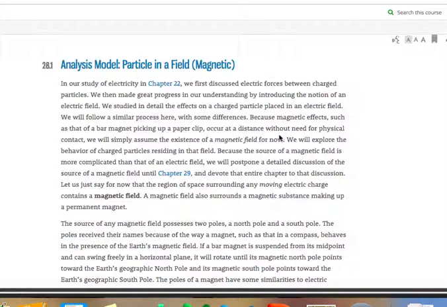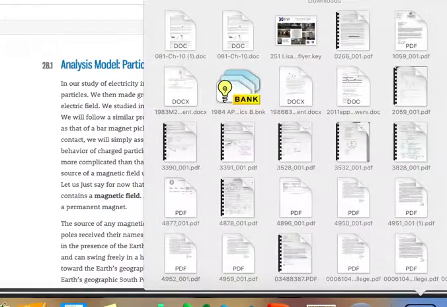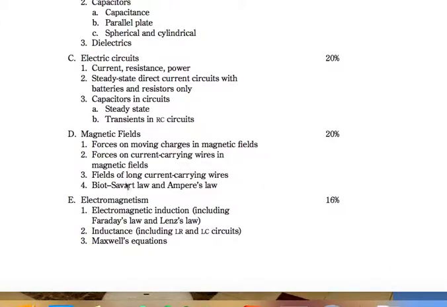Okay, so this is the 7th video in electromagnetism. In this video we are going to be covering magnetic fields, both the things that create them and the effects of various magnetic fields. So we're basically going to go through that whole point D.